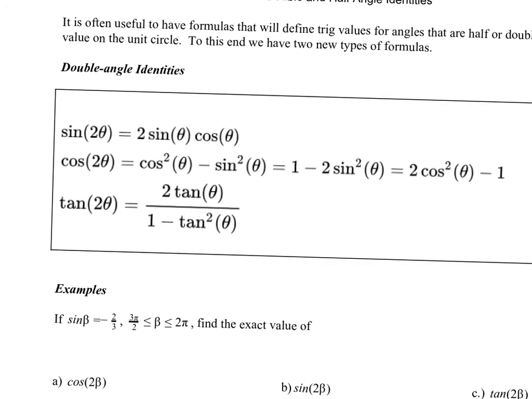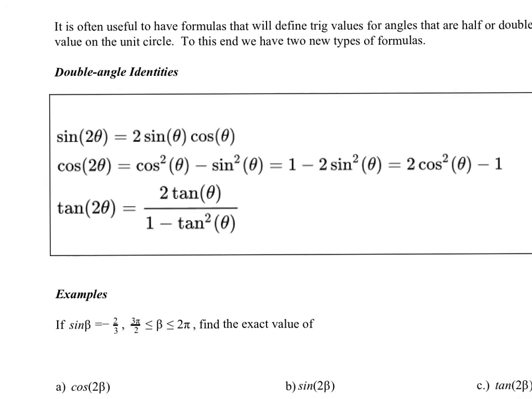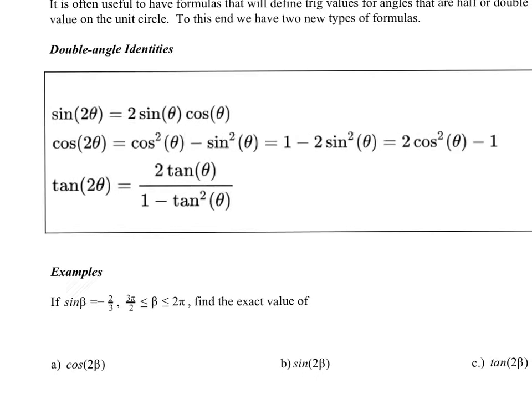Sine of 2 theta has its own formula. Cosine of 2 theta actually has 3 different formulas that can be used to find it. So it's completely based on what information you're already given. That can usually determine which of the cosine double angle identities you're going to use. And then lastly, we have a formula for tangent of 2 theta. So let's go ahead and start with an example.